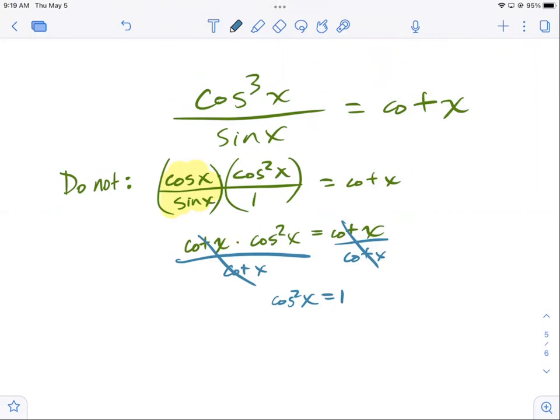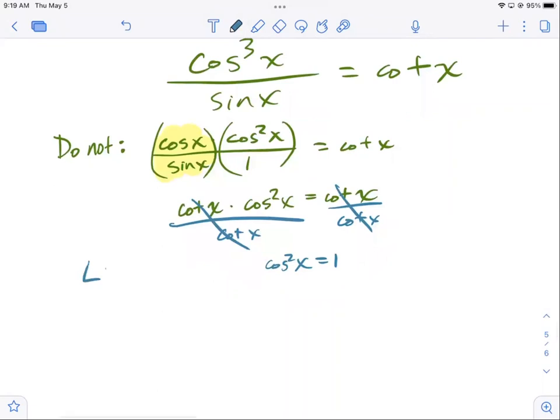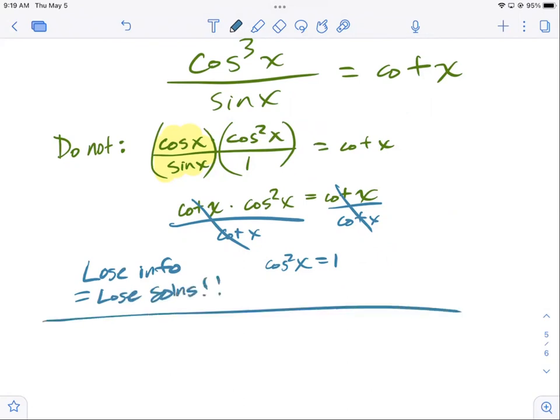We lost it on the left side, which is usually okay, as long as it reappears in some form on the other side, but it didn't. We wiped it out. We lost it all. So that would be bad, bad, bad. Okay. We lose information. Lose info means you lose possible solutions. Don't do that. Now, what you could have done instead is pick back up from this line here.